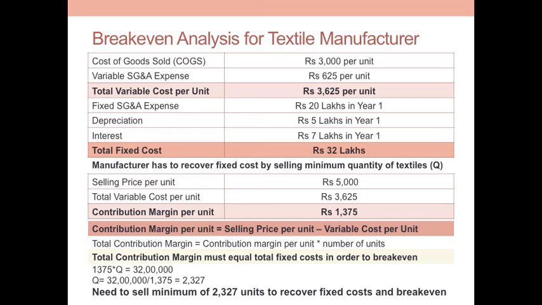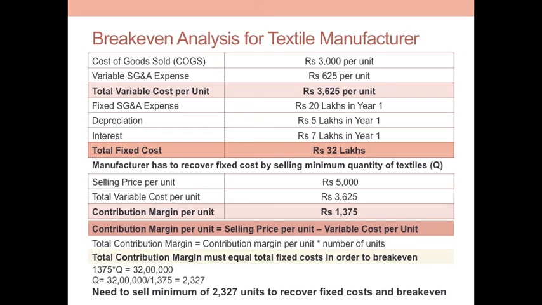So the total fixed cost in year one is the sum of the above three line items and works out to be 32 lakhs. So the manufacturer has to somehow recover this fixed cost of 32 lakhs by selling a certain minimum quantity of saris. Let's call this minimum quantity Q. If the selling price of one sari in the market is rupees 5,000 and its total variable cost per unit is rupees 3,625 as discussed earlier, then the contribution margin is simply the selling price of one sari minus its variable cost, which is 5,000 minus 3,625 or rupees 1,375 per unit. So that's the contribution margin on one sari.